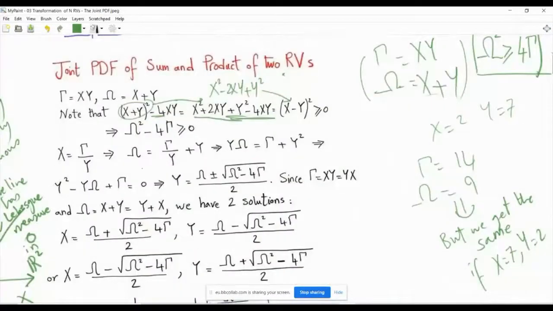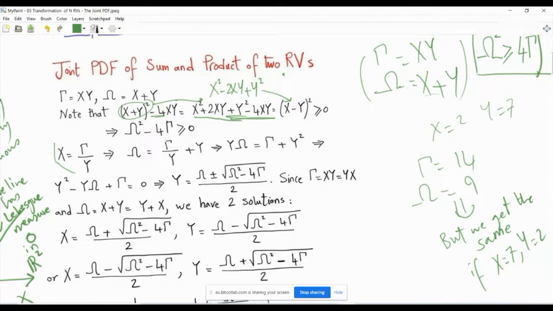So here is one way of doing the problem: xy is gamma, the product, and omega is the sum of the two. You want to express x and y in terms of omega and gamma. In our formula we express the x's in terms of the z's. Here the x's are x and y, and the z's are gamma and omega. So what is x in terms of gamma and omega? What is y in terms of gamma and omega?